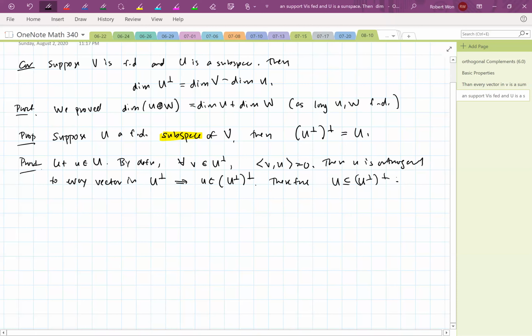Okay, and this is actually true here. I did not use that U was a subspace. Even if U is just a subset, it will still be a subset of U perp perp. For the other direction, somehow I'll have to use the fact that U is a subspace in some way. Now suppose that v is in U perp perp, which is a subspace of V.